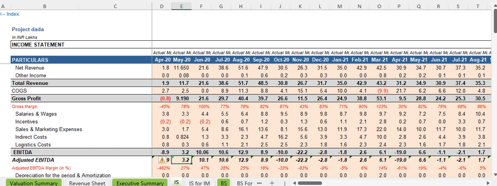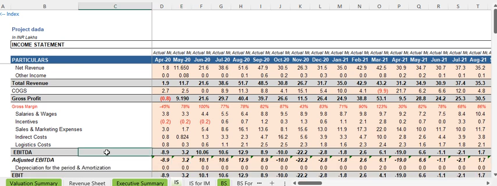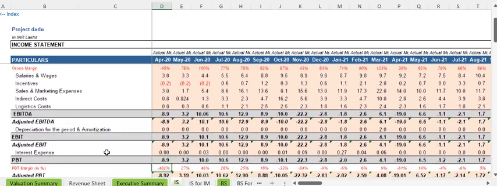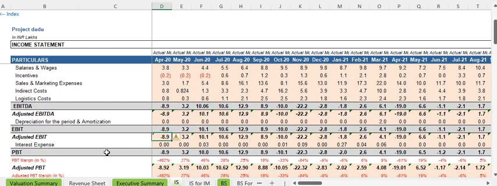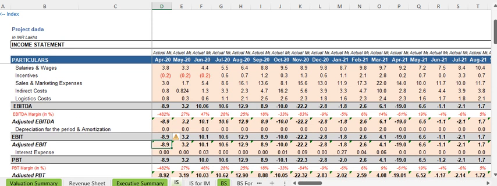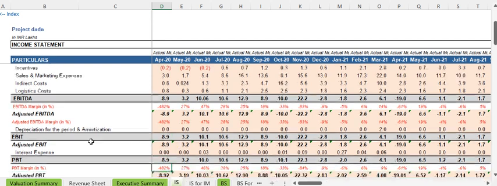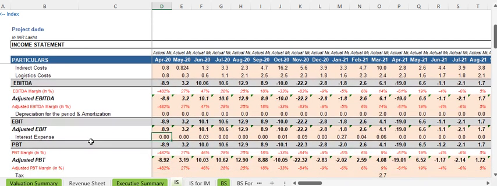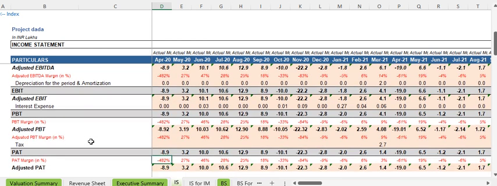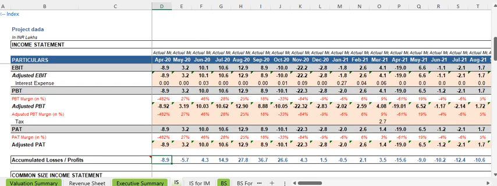Let's see what the adjusted EBITDA is and how to calculate that. For adjusted EBITDA, we have depreciation, and then we have the adjusted EBIT. So these are the different expenses for that. Then we have the interest expenses for the particular company. Then we have the adjusted PBT, the profit before tax, and then the adjusted PAT margins.